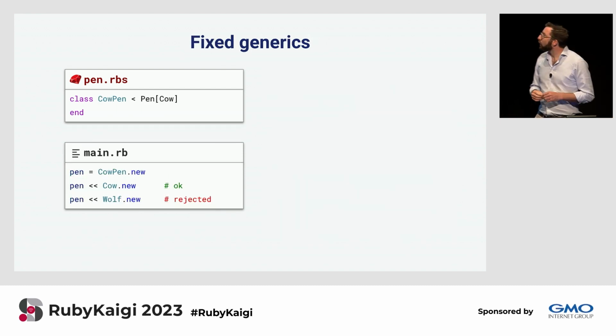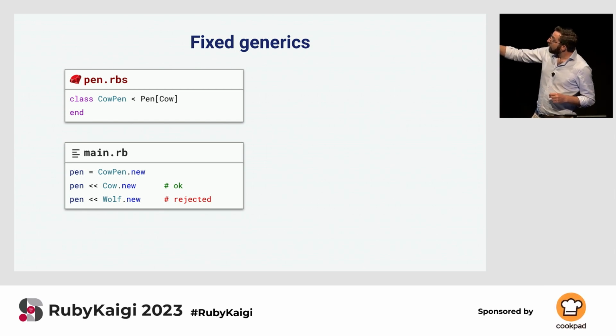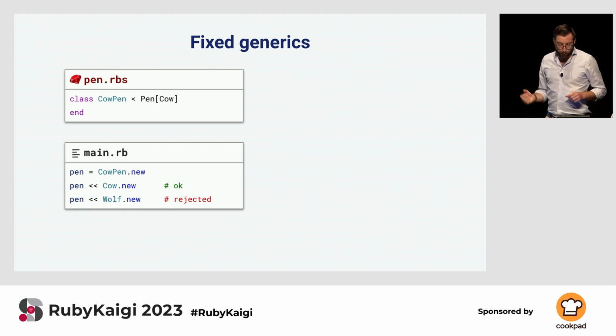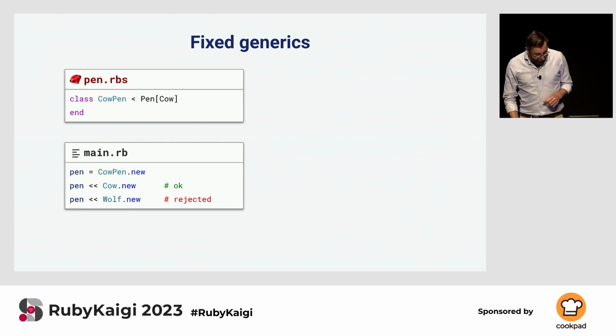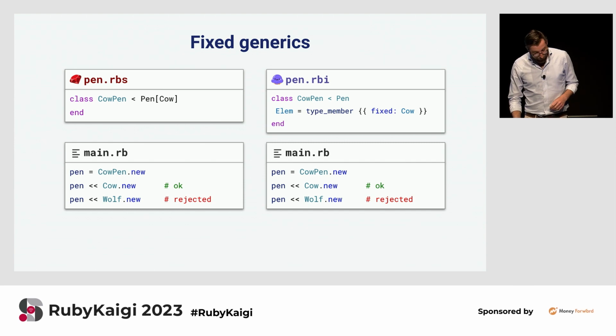Now a bit harder. We're going to fix the generic type of our pen. So we're going to create a class that is a cow pen that is only accepting cows, sorry. So the super type of this thing is a pen of the generic type cow. That means that when we create a CowPen.new and we try to put a wolf into it, it's automatically rejected. This works in RBS and Stip. This also works with the fixed annotation on the type member on Sorbet and with RBI.